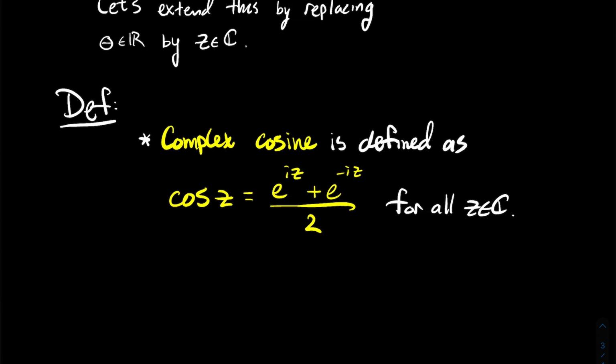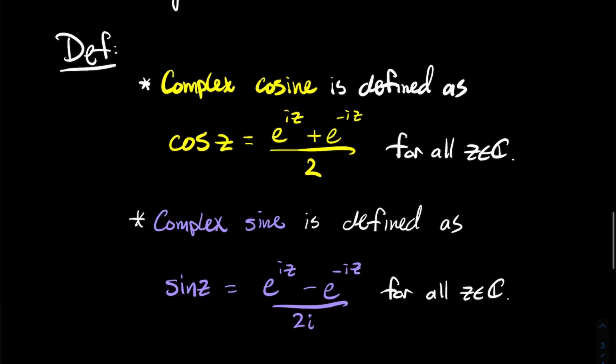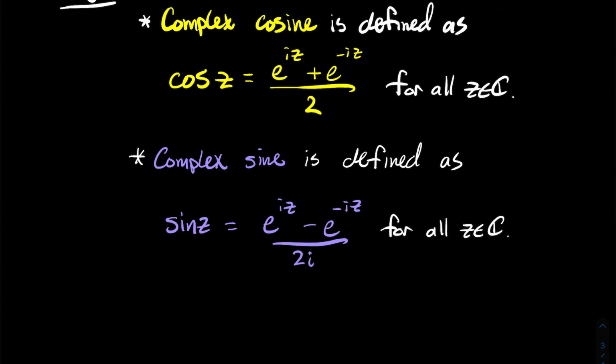And you can plug in whatever complex number you want into that. And complex sine is defined similarly. Sine of z is equal to e to the iz minus e to the minus iz, now divided by 2i, where again, you can plug in whatever complex number z you like into that formula.